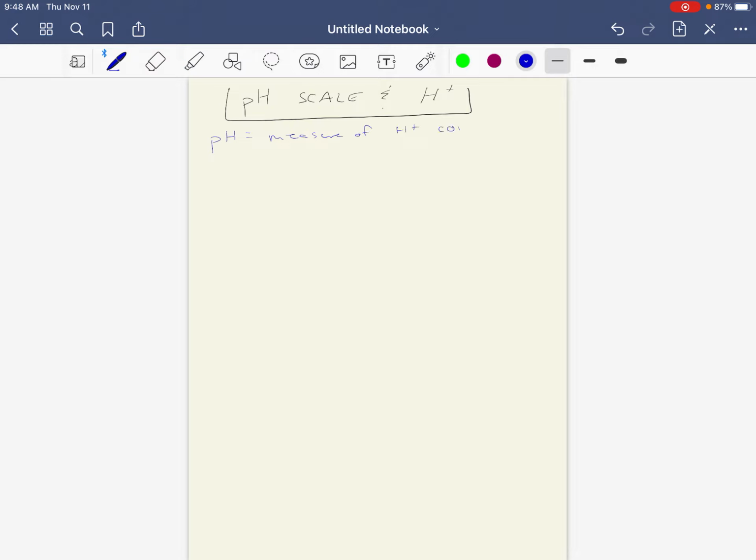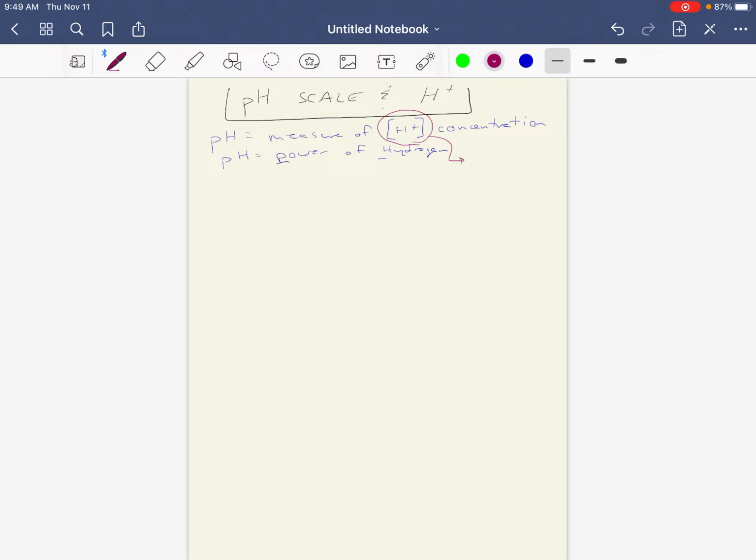So when we talk about pH, it's usually referred to as a measure of hydrogen concentration. That's what pH tells us. In fact, sometimes you'll see pH as the power of hydrogen, the P of hydrogen, pH. So it's really a measure of the amount of hydrogen ions.